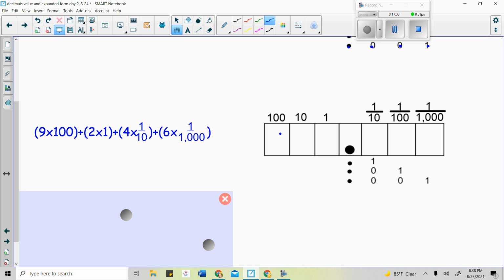Okay, so we put a 9 in the hundreds, a 2 in the ones, 4 in the tenths place, and 6 in the thousandths. And remember, no empty spots in the middle, so fill in zeros. We can only have empty spots on the end of a number.